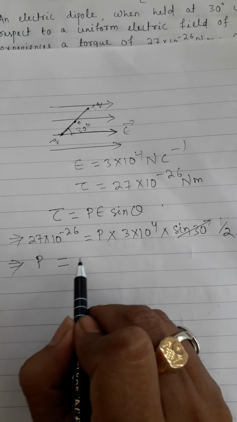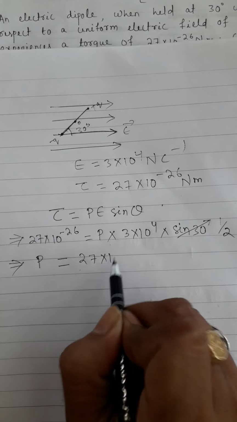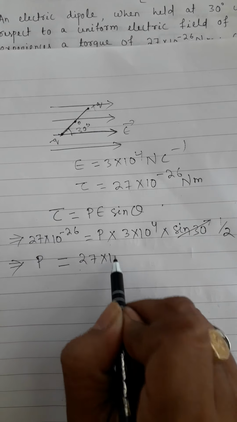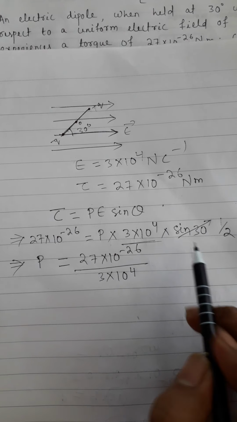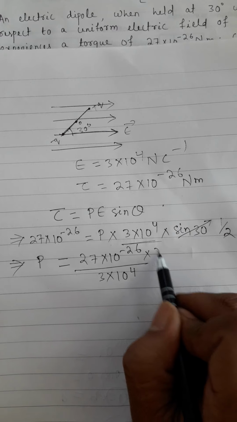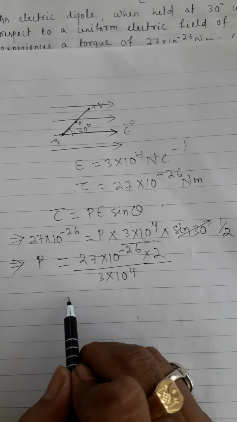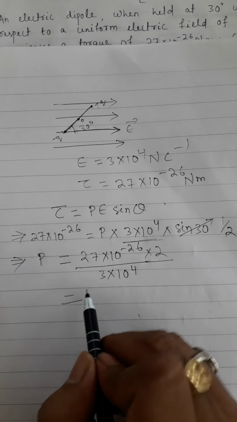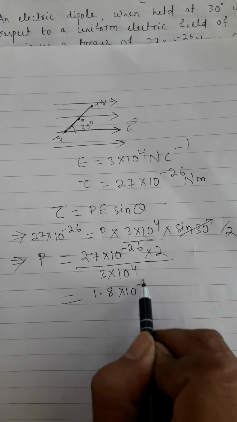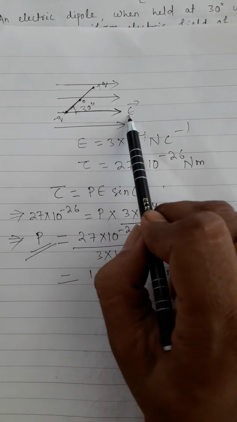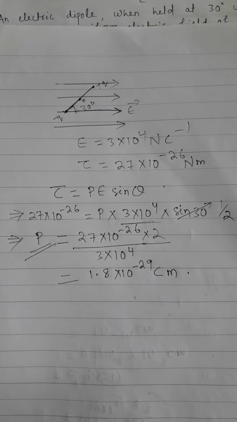So P will be 27 into 10 to the power minus 26 divided by 3 into 10 to the power 4, and this 2 is going to the upper side, numerator, and if we solve it, the value will come, that is 1.8 into 10 to the power minus 29 Coulomb meter. So this is the dipole moment of this dipole, which is held at 30 degree with this uniform electric field.